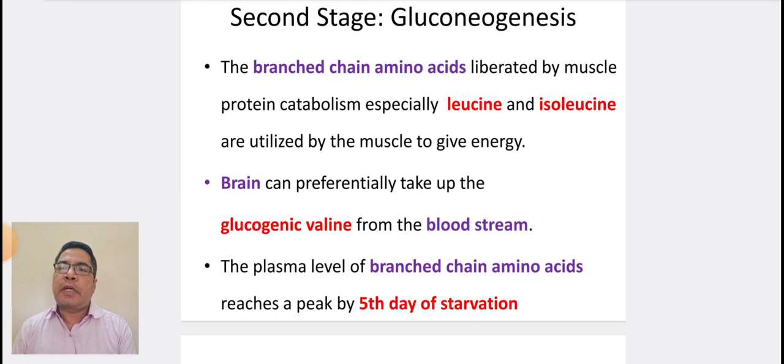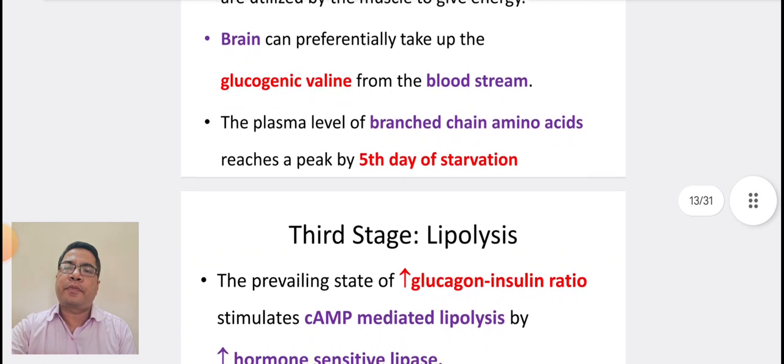The branched chain amino acids liberated by muscle protein, especially leucine and isoleucine, are utilized by the muscle to give energy. Brain can preferentially take up the glucogenic valine from the bloodstream. The plasma level of branched chain amino acids reaches its peak by the fifth day of starvation.